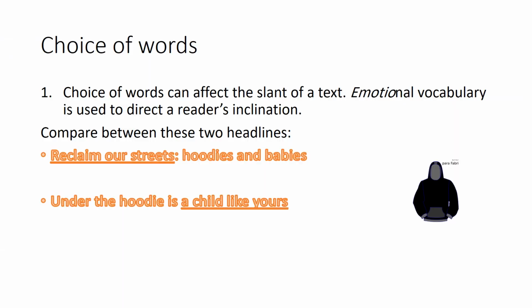Now, let's move to the second part, which is choice of words. Because really, choice of words is very, very important. The words and the language a writer uses is what really creates the frame most of the time. So, the choice of words can affect the slant of a text. There can be use of emotional vocabulary to direct the reader's inclinations and feelings.